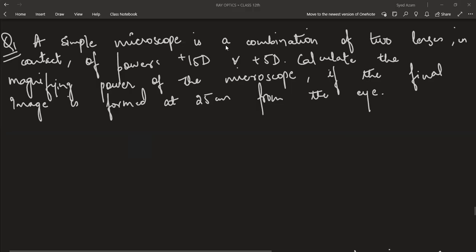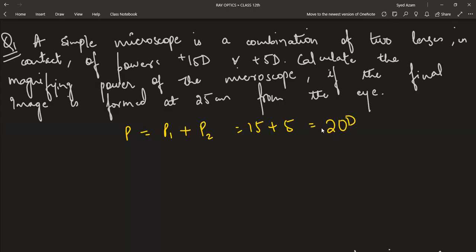See class, it's a very easy question. When you have powers, the net power is always given by addition of all the powers. Okay, just sum of the powers will give you the resultant. So 15 plus 5 will be equal to 20 diopters. So plus 20 diopters is the power. Okay, we have to find out the magnifying power of the microscope, right?